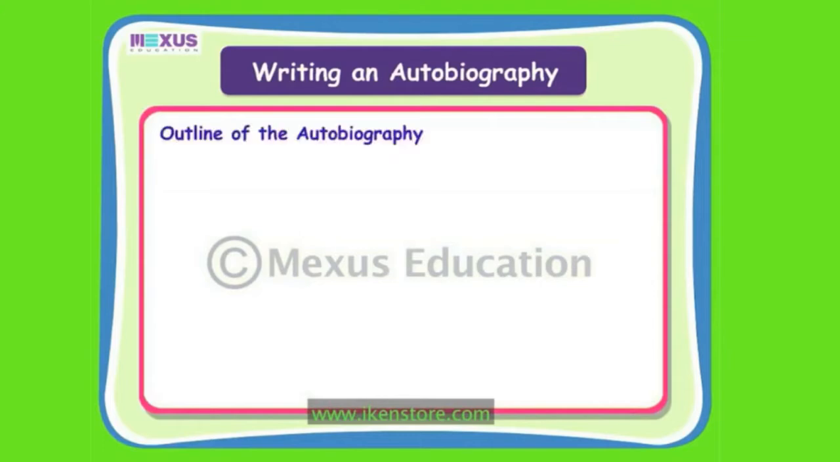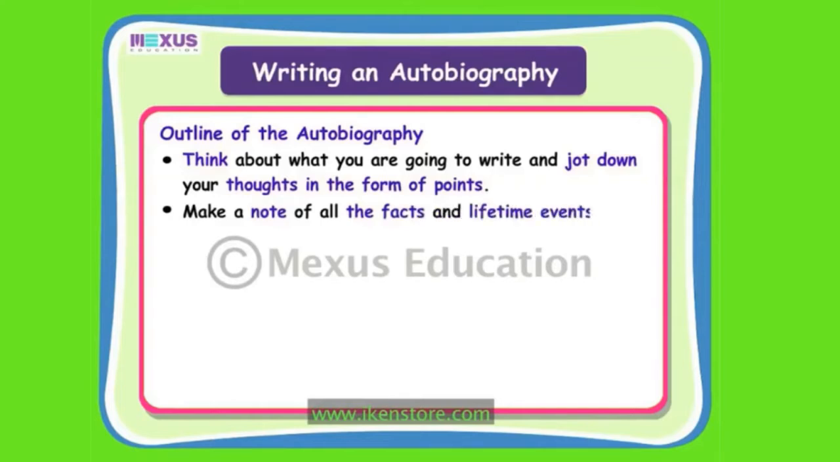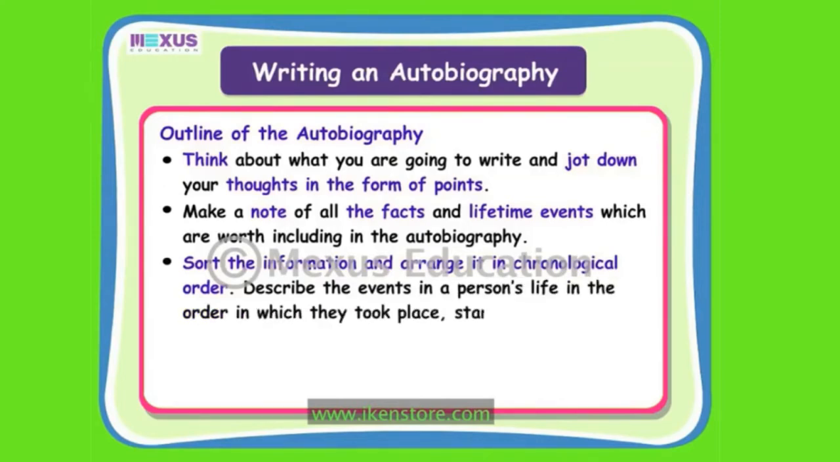While writing the outline, think about what you're going to write and jot down your thoughts in the form of points. Make a note of all the facts and lifetime events which are worth including in the autobiography. After you have gathered all information which you want to include in the autobiography, sort it and arrange it in chronological order. This means that you describe the events in a person's life in the order in which they took place, starting with the earliest and ending with the most recent.